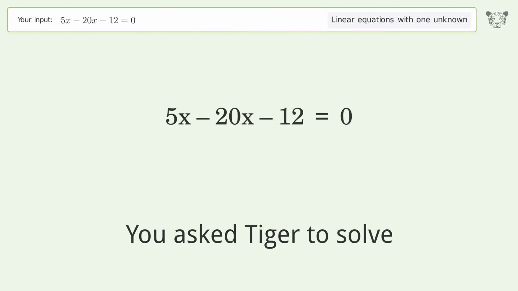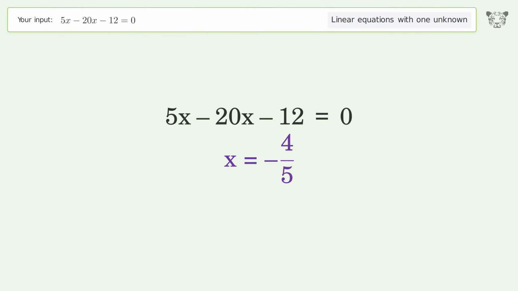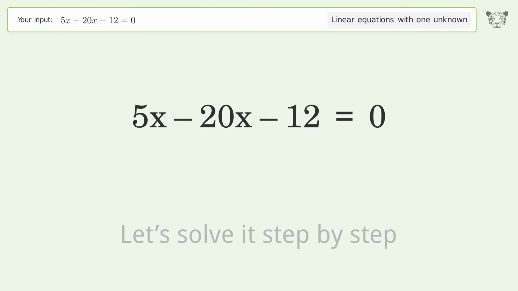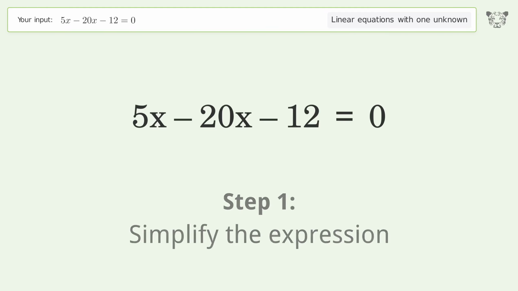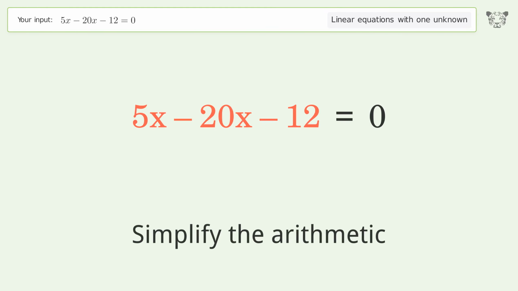You ask Tiger to solve. This deals with linear equations with one unknown. The final result is x equals -4/5. Let's solve it step by step. Simplify the expression. Simplify the arithmetic.